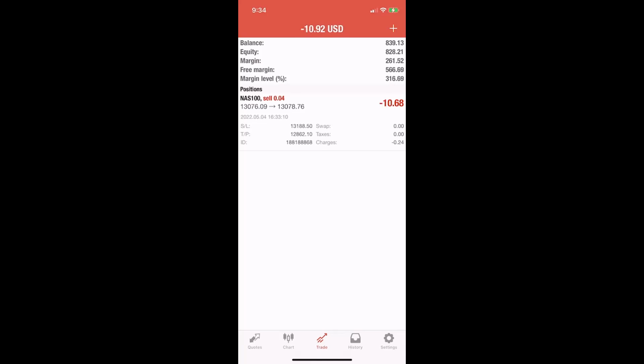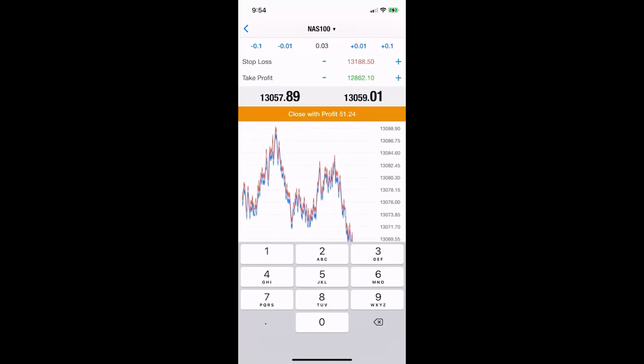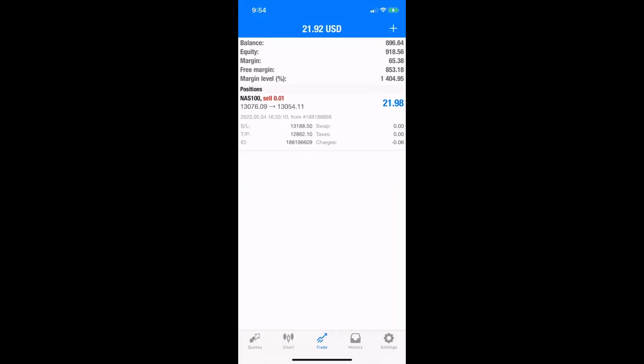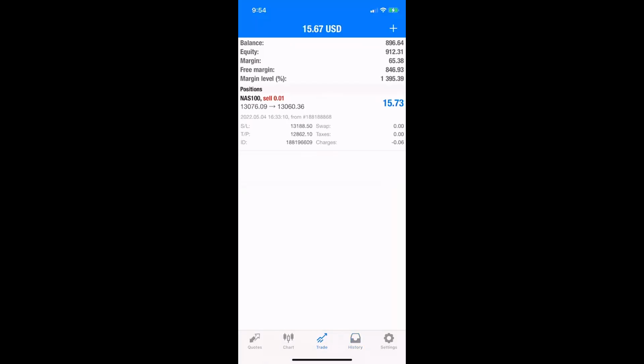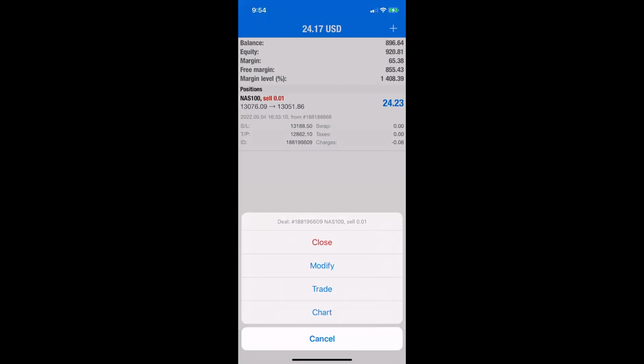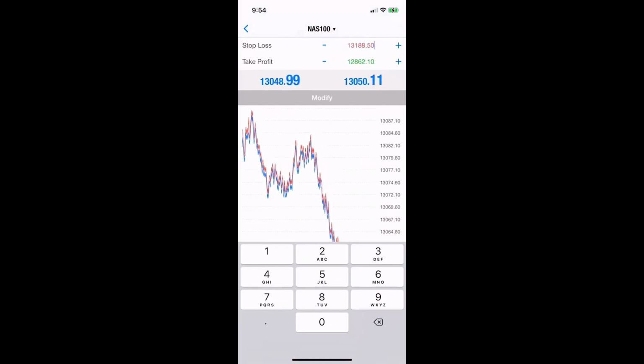Pause this recording until I get into profit. Looks like I'm in profit now. There we go. $57 profit. Great. So now my second partial trade is running. So then what I'm going to do is I'm going to trail my stop loss. It's really dropping now. $135.8.